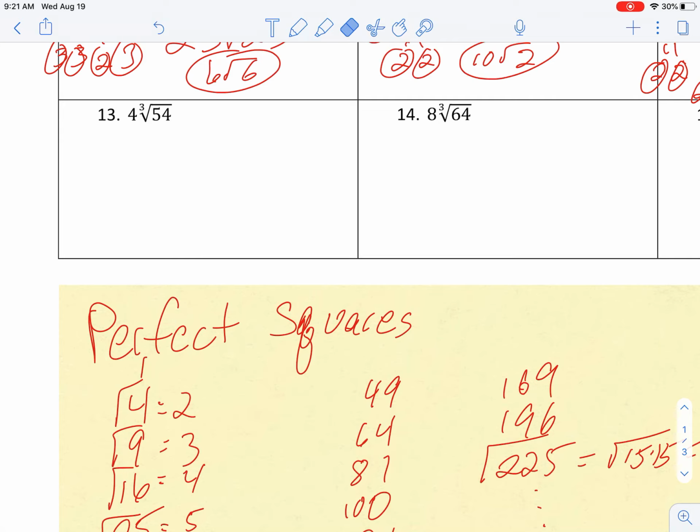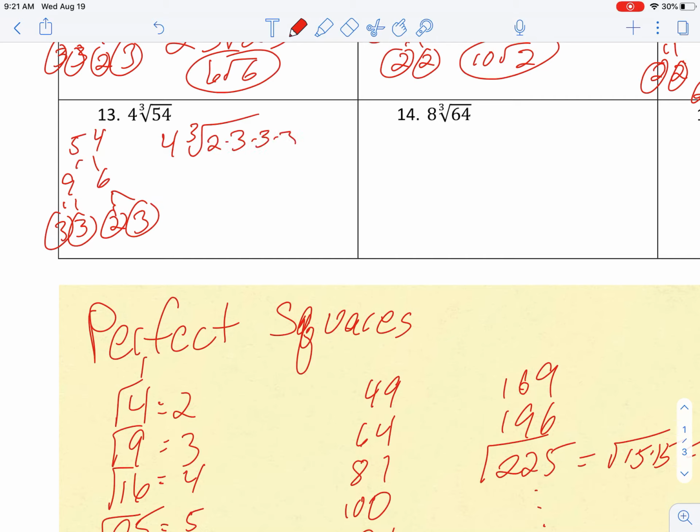So we start off the same deal, 54. 54. Okay. 3 and 3. 2 and 3. So 54, 2, 3, 3, 3. There's my prime factorization of 54. And because it's a cubed root, I'm looking for triplets, sets of 3. So 3 times 3 times 3.